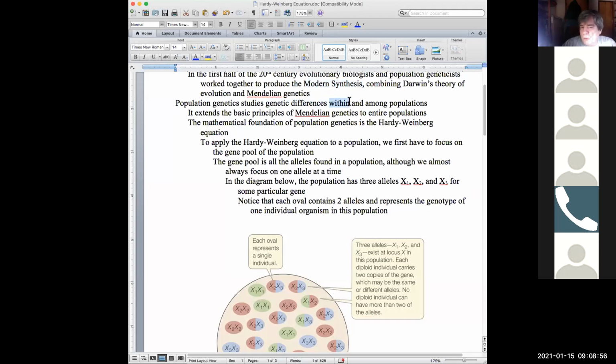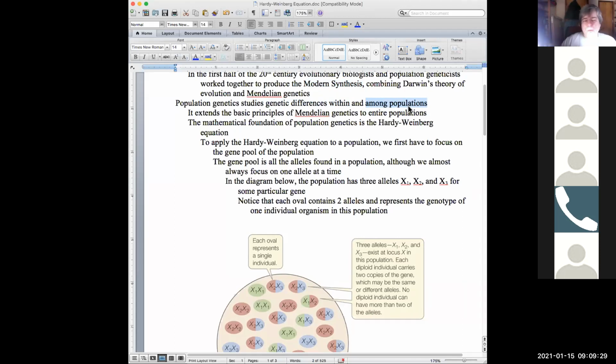Genetic differences within a population. So that would mean if we're talking about people, for instance, we could study the genetic differences between people in the United States. But it also studies genetic differences among populations. And so this is genetic differences in different populations. So this would be studying genetic differences between, say, people in the United States and people in Canada.